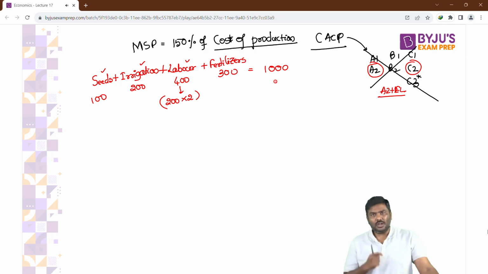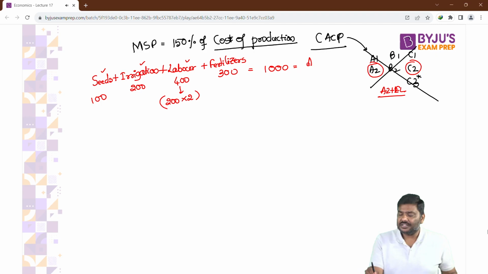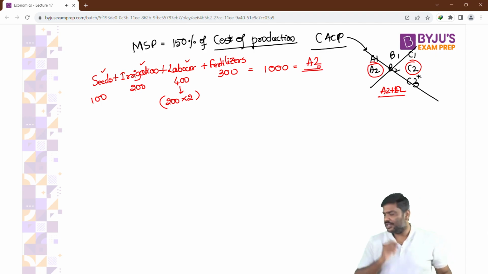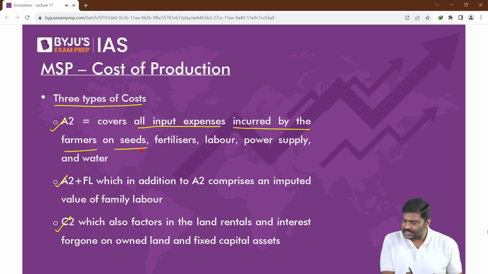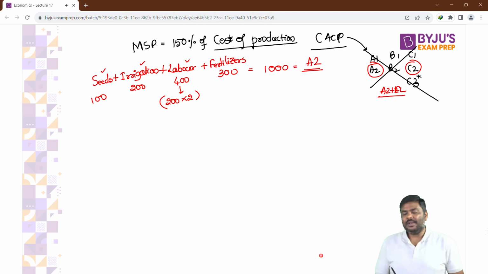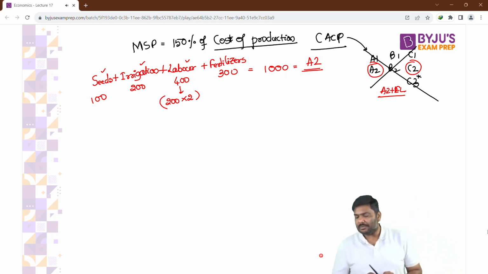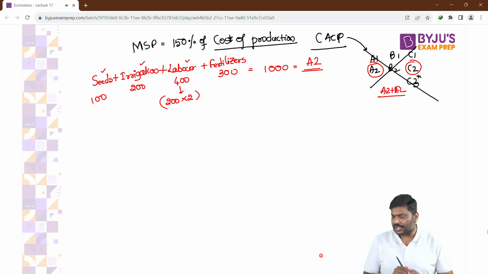Is the logic okay? Sum total of all of this is 1000 rupees. So whatever is this calculation, this is called A2 cost of production. Meaning what? Please have a look at it. The A2 will cover all the input expenses incurred by the farmer on seeds, fertilizer, labor, power supply, and water. And in this example, how much is A2 cost of production here? Please do let me know. 1000 rupees. All of you okay?